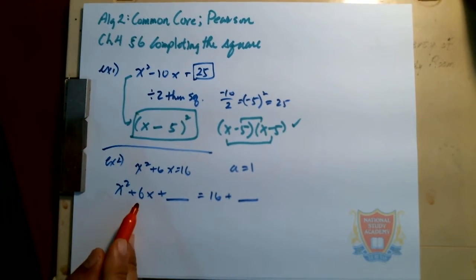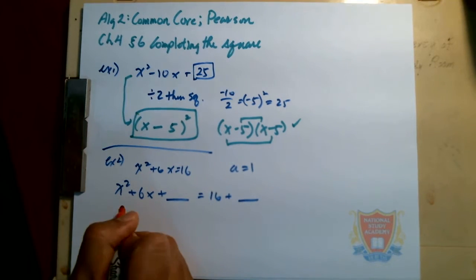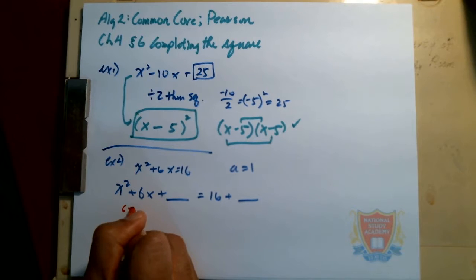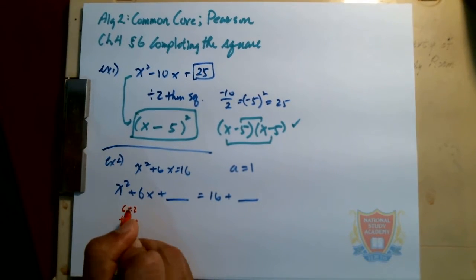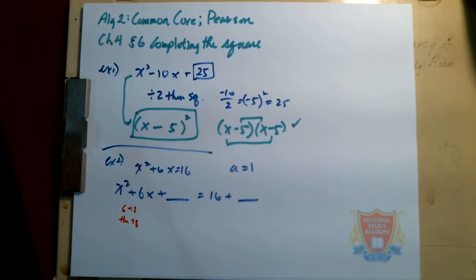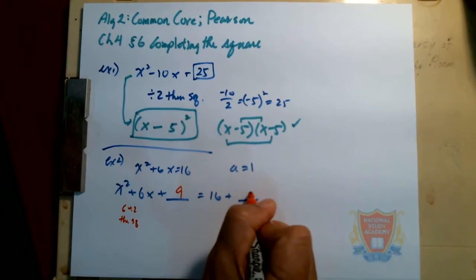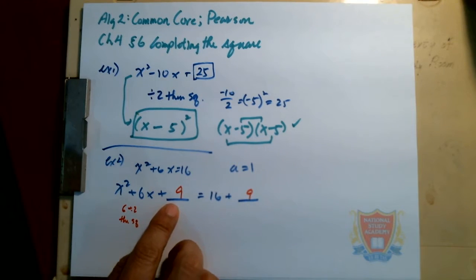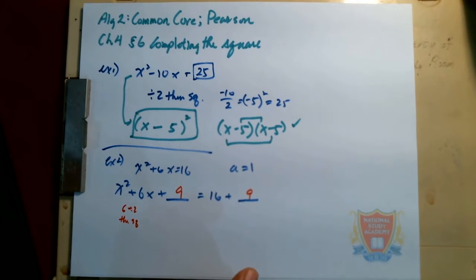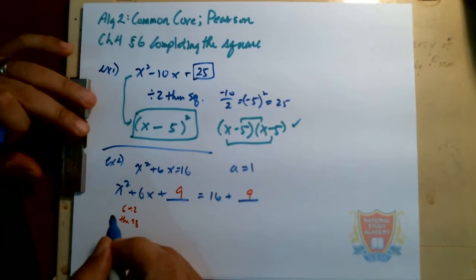We take this number 6. What I do, I divide it by 2 and then square it. 6 divided by 2 is 3. Square it is plus 9, plus 9. Don't forget, I add 9 to the left, I add 9 to the right. Let's complete the square on this, and then let's factor it.